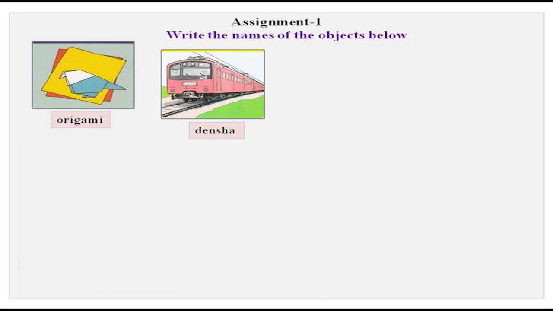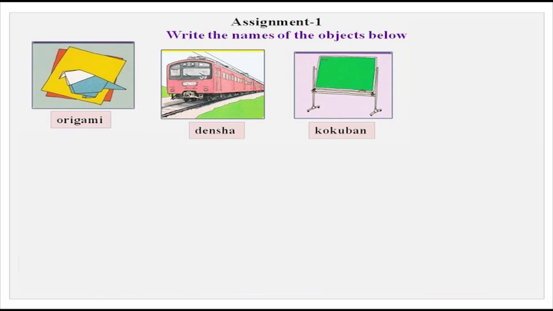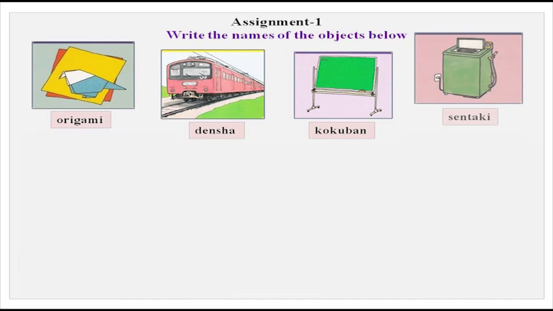The second one is densha, again a combination of two words. Den means electricity and sha means moving on wheels. So, this is densha, electric train. Kokuban, please get the pronunciation correctly, properly. Repeat after me also, kokuban, which of course you know what it is from the picture. Sentaki, sentaki.